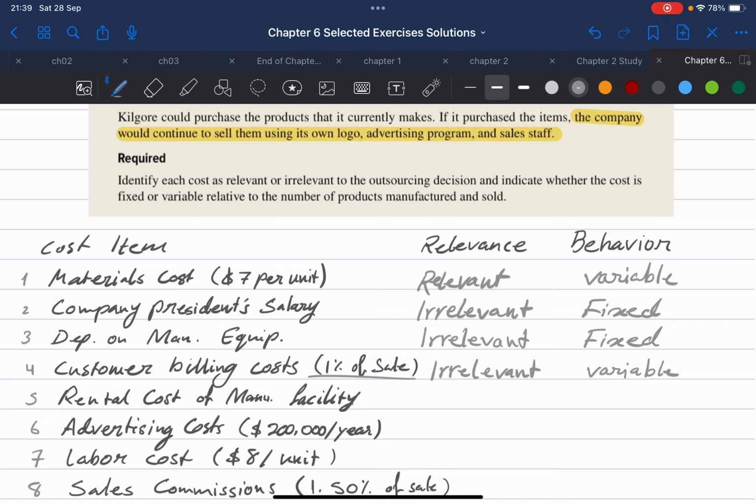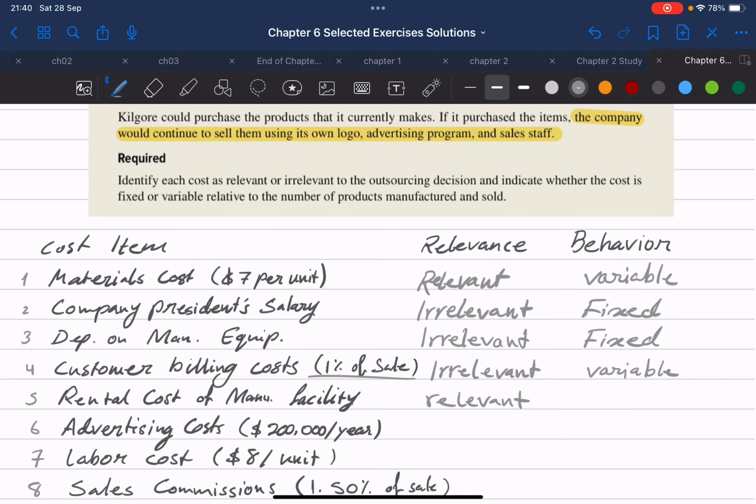Number 5, rental cost of manufacturing facility. Here, if they produce in-house, they're going to need a manufacturing facility. But if they outsource the production to another company or to another entity, they're no longer going to need the manufacturing facility. So they're most likely going to stop renting that manufacturing facility. So based on that, this makes this specific cost item a relevant cost because it is an avoidable cost, meaning that if they outsource, they can avoid having to incur this particular cost.